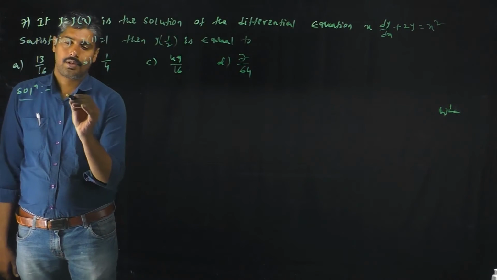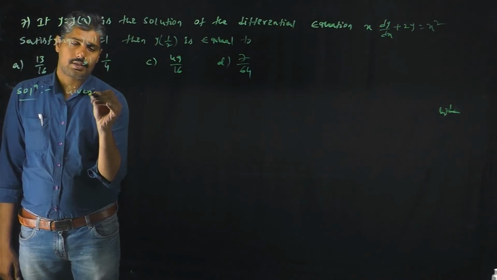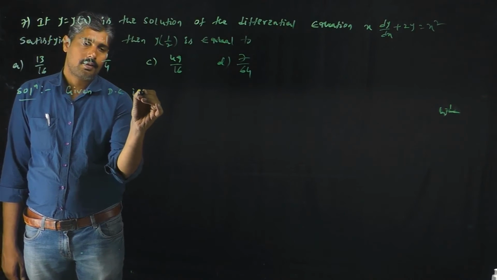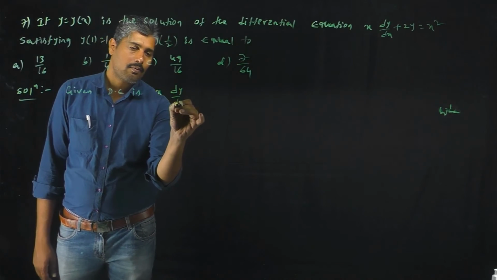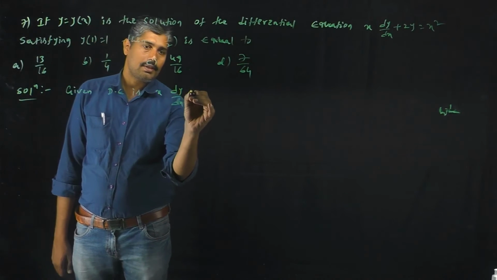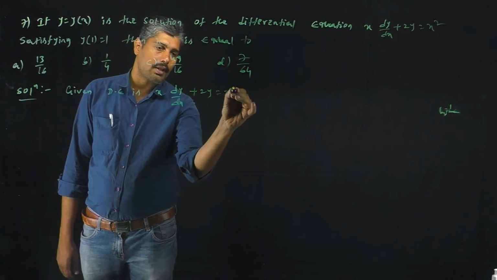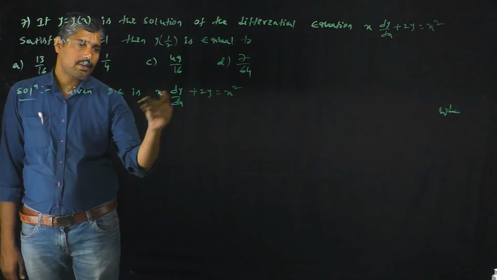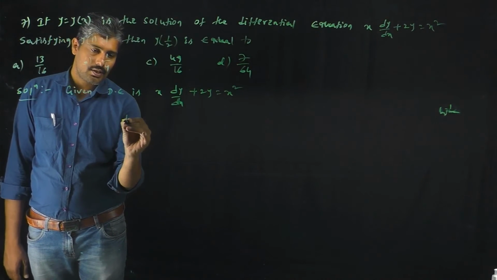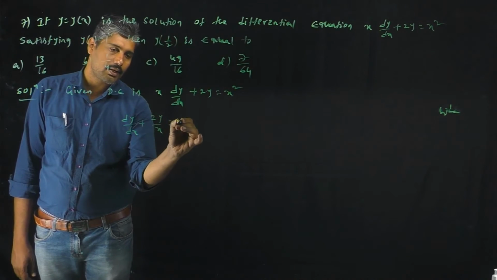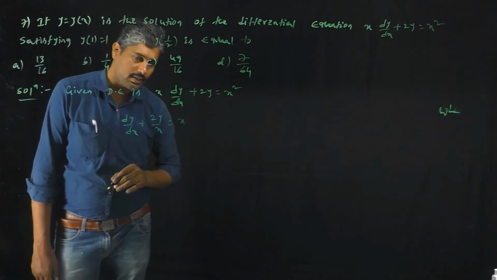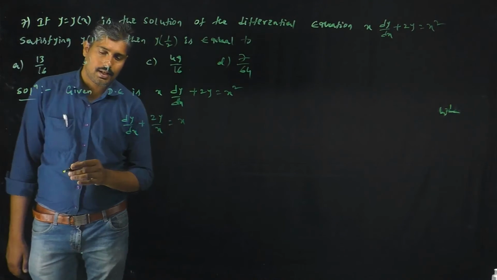Solution, the given differential equation is x dy by dx plus 2y equal to x square. Dividing with x on both sides, we get dy by dx plus 2y by x equal to x square by x, that equals x. Clearly, this is a linear differential equation.